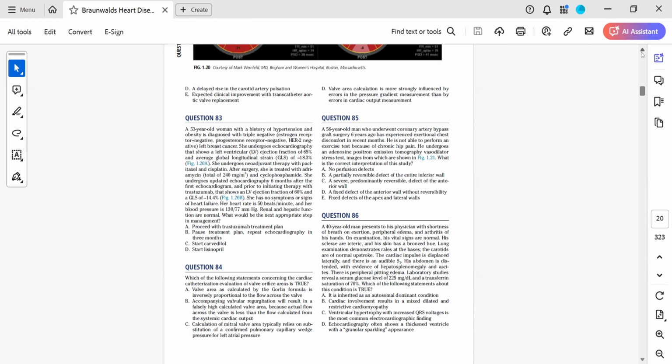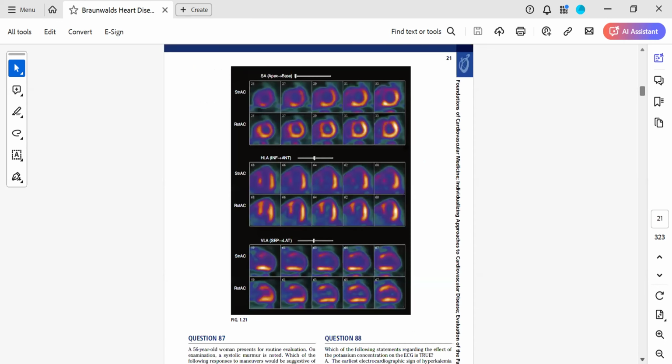Please, could you kindly scroll to the image? Thank you. Figure 1.21.